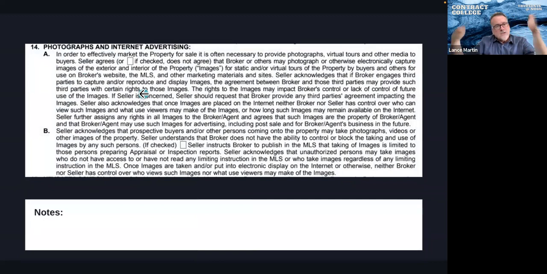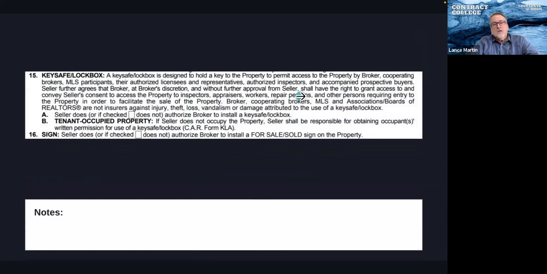Okay, photographs, we already talked about this. Everything goes on the internet, it's going to be there. So if the seller has a problem with that, sorry, this is the world we live in right now. We covered that one. Key safes and lock boxes. If you're going to put a lockbox on the property, the seller needs to check the box, and you will use form KLM or whatever the heck it is.